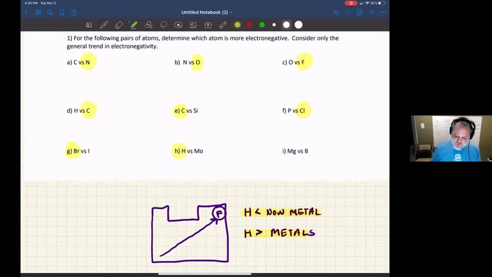And then boron is both further up and further to the right than magnesium, so it's more electronegative than magnesium. Okay, that's all there is to it.